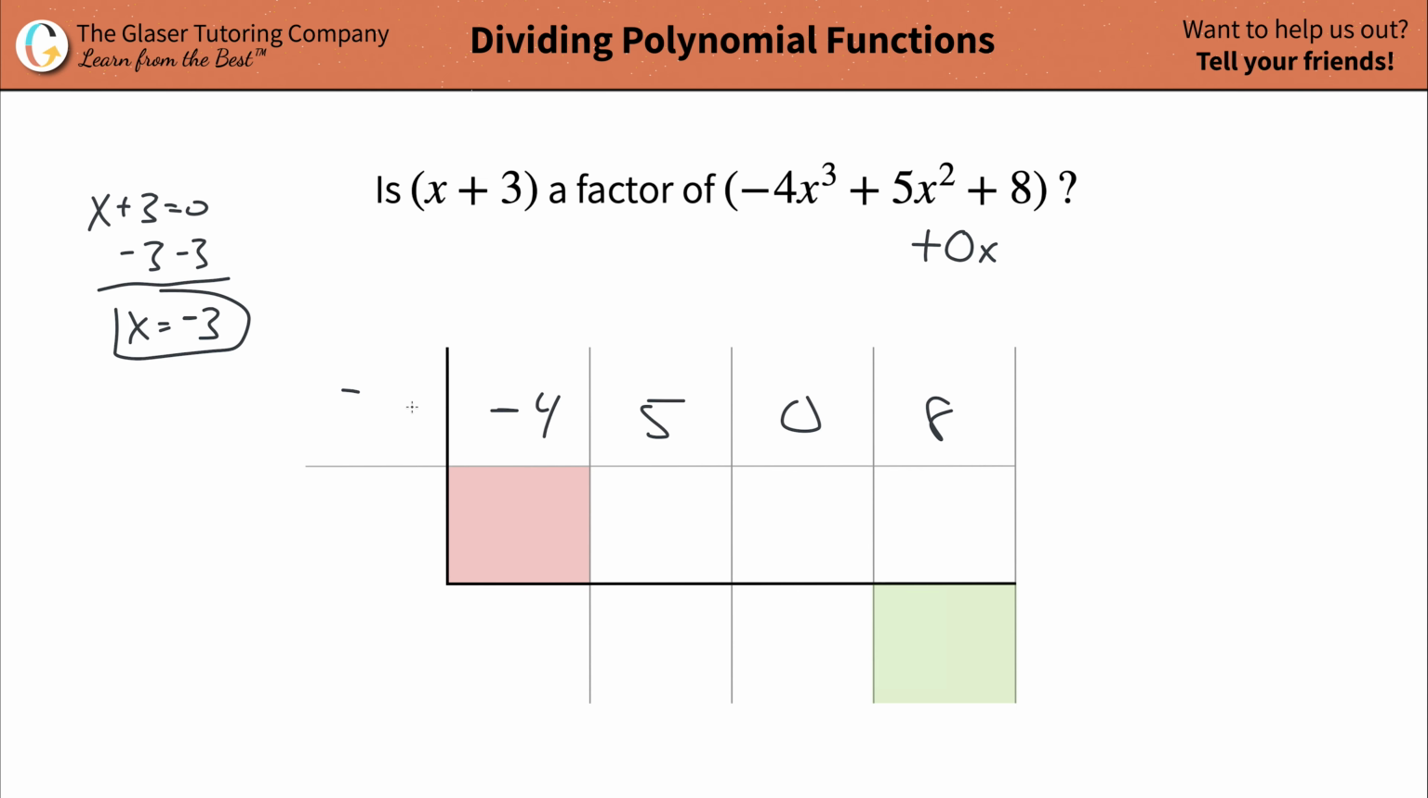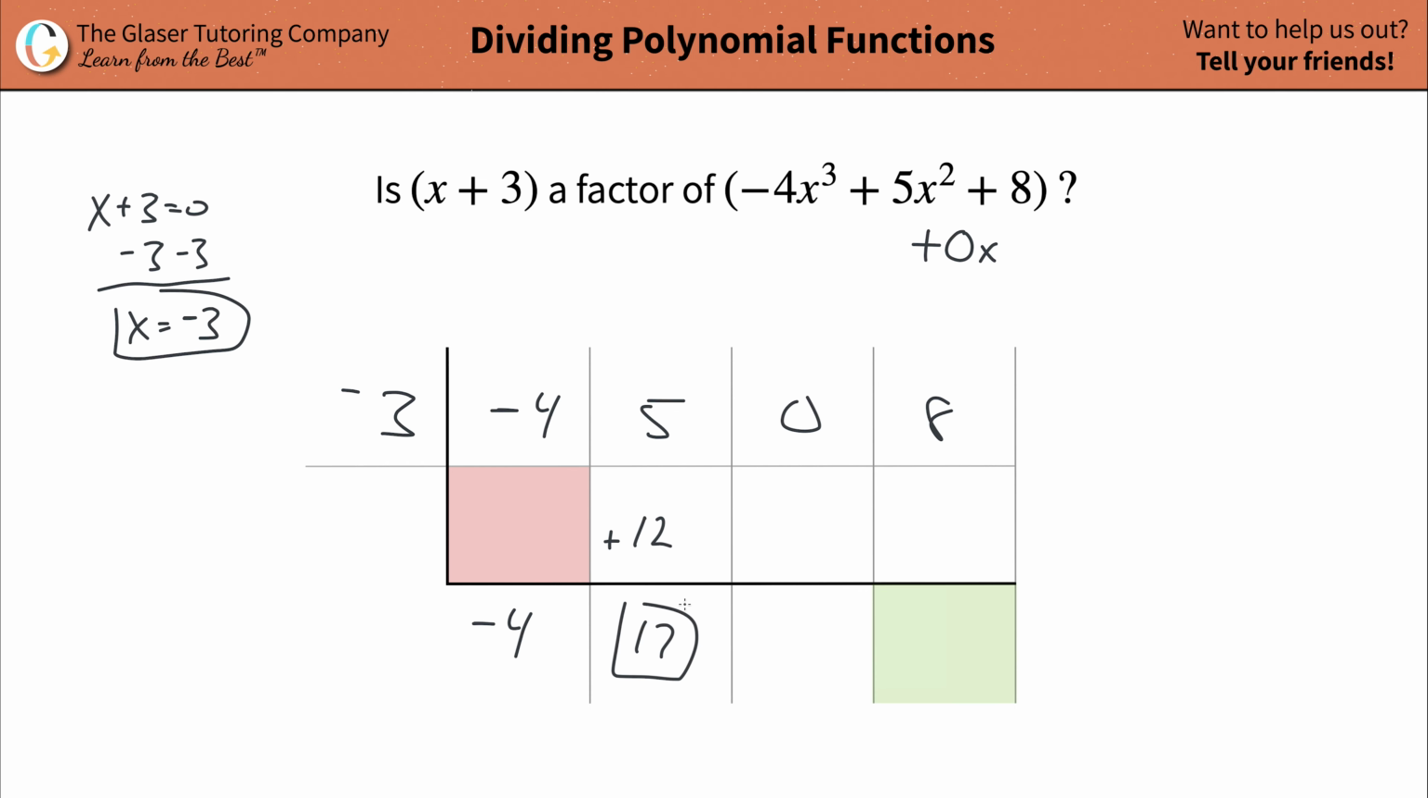Now, once you have this top row filled out, all you're going to do is take this first coefficient and drop it straight down, so negative 4. Then you're going to multiply this value by the outside value of negative 3, so negative 4 times negative 3 is going to be a positive 12. Then just add these terms together. So 5 plus 12 is going to be a magical 17, right?